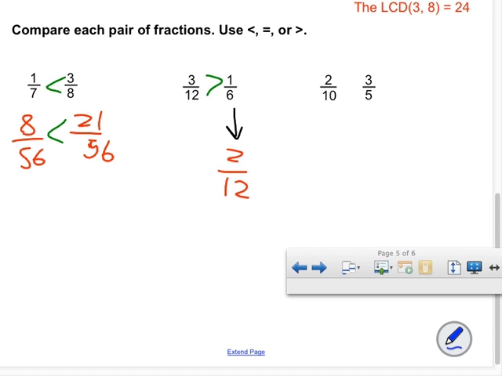Same deal. 5. How many times does 5 go into 10? 2. 2 times 3. So which one's going to be greater? Okay, are we good?